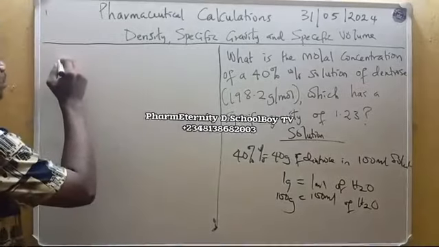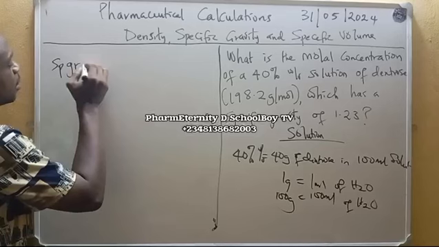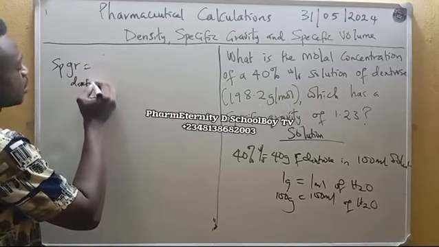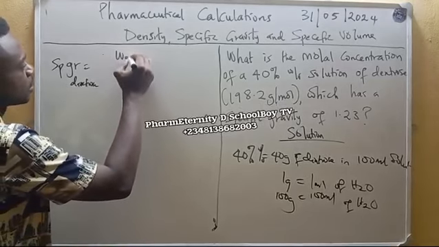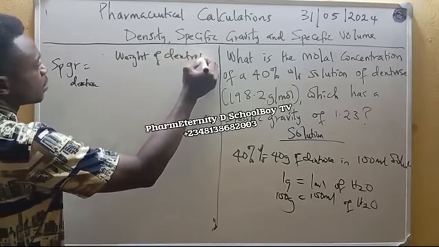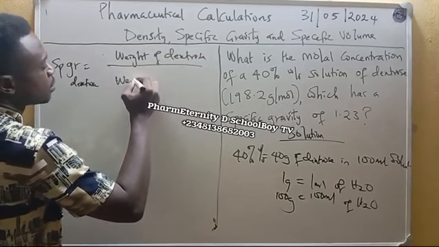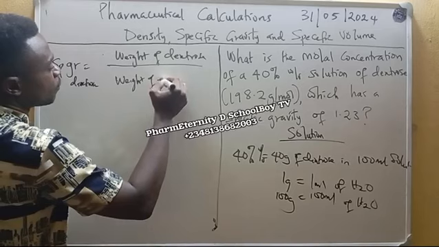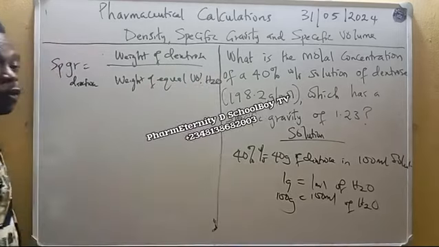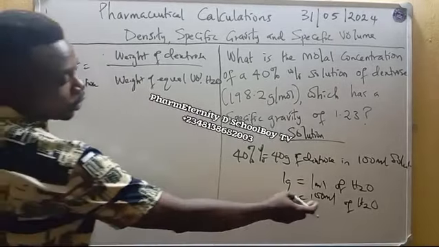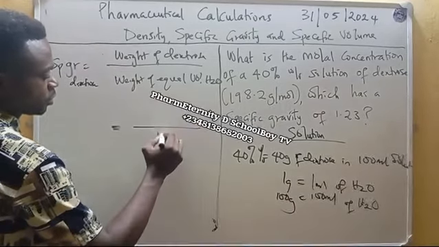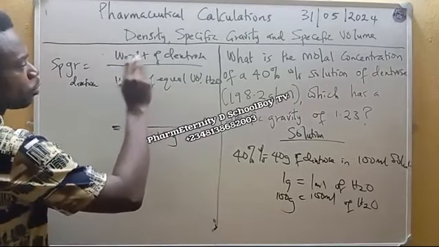Specific gravity of dextrose is equal to weight of dextrose over weight of equal volume of water. We've calculated weight of equal volume of water to be 100 gram. So this is what? 100 gram. Weight of that dextrose solution.